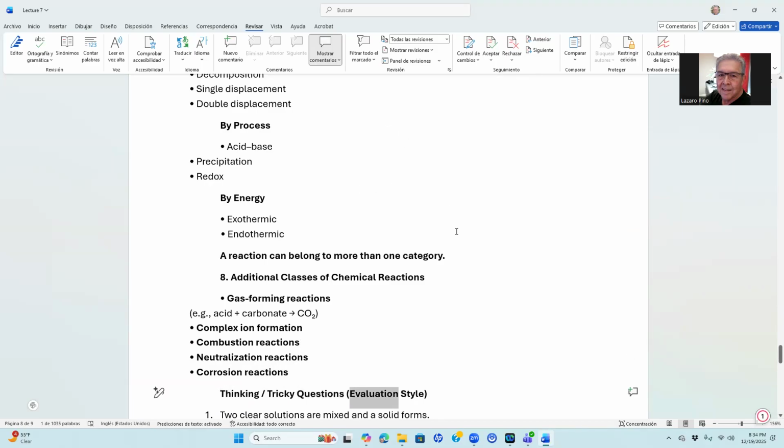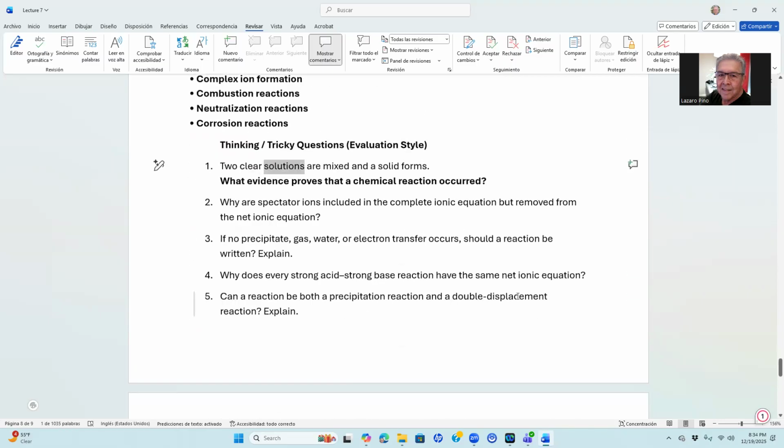Thinking/tricky questions, evaluation style. Two clear solutions are mixed and a solid forms. What evidence proves that a chemical reaction occurred? Why are spectator ions included in the complete ionic equation but removed from the net ionic equation? If no precipitate, gas, water, or electron transfer occurs, should a reaction be written? Explain. Why does every strong acid, strong base reaction have the same net ionic equation? Can a reaction be both a precipitation reaction and a double displacement reaction?